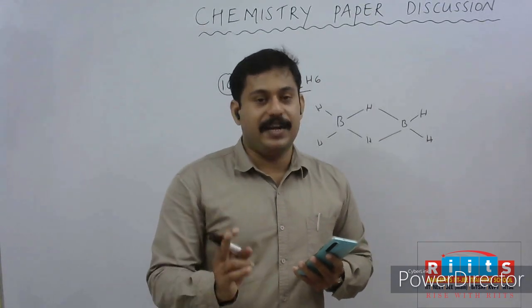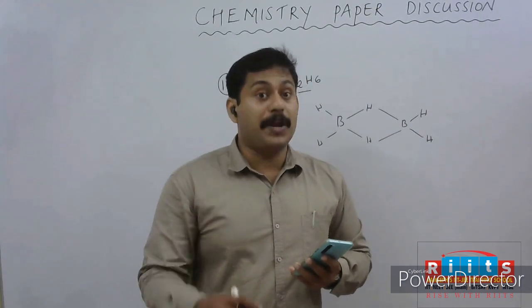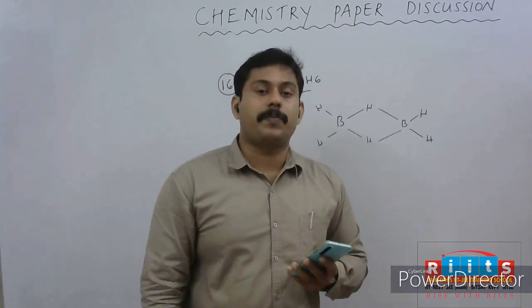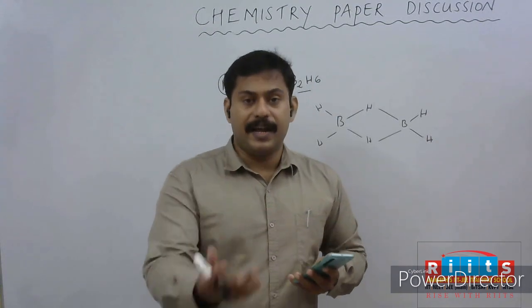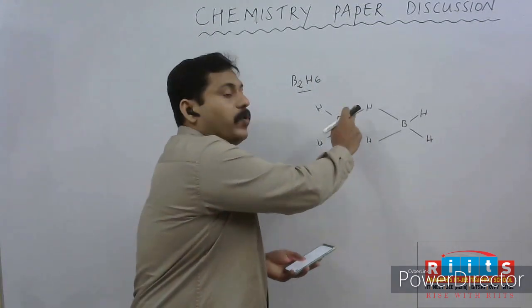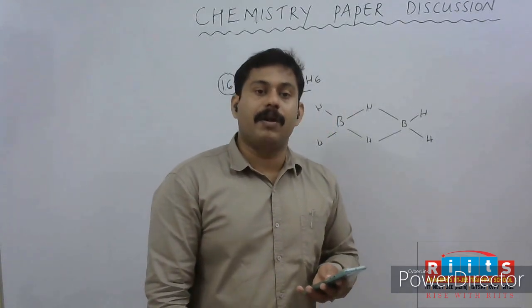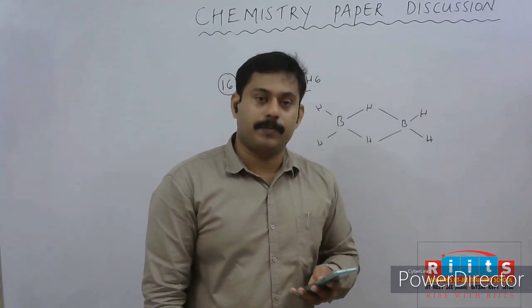So from the options, it is very clear that the incorrect statement will be definitely option A, and you can verify why the remaining 3 options are correct. That also we can study. That means 4 terminal hydrogens are in the same plane, and of the 2 banana bonds, one is above the plane, one is below the plane, right? So the incorrect statement definitely will be option D only. Thank you.